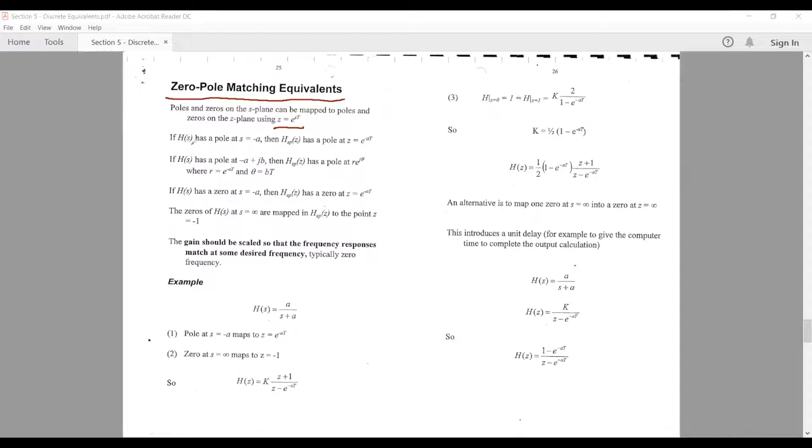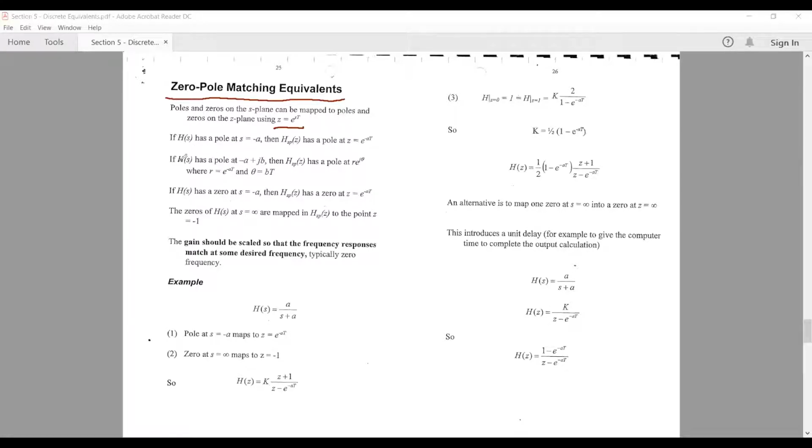If H(s) has a pole at s = -a, then H_zp(z), where zp refers to zero pole, the method, has a pole at z = e^(-aT). So we map the poles using this equation.